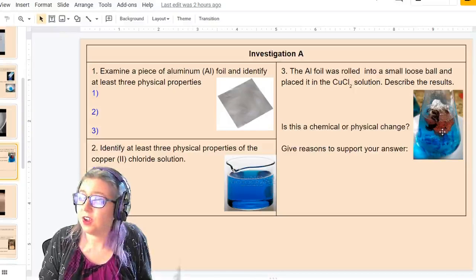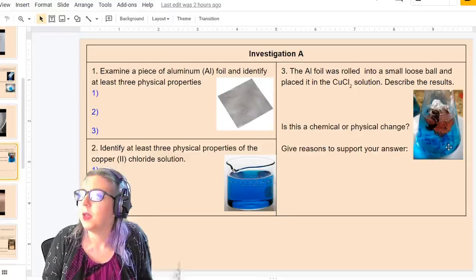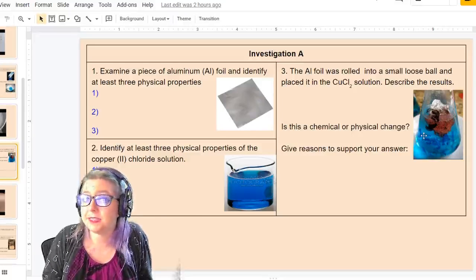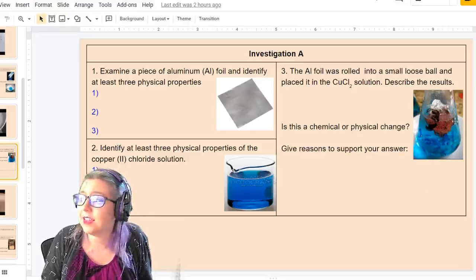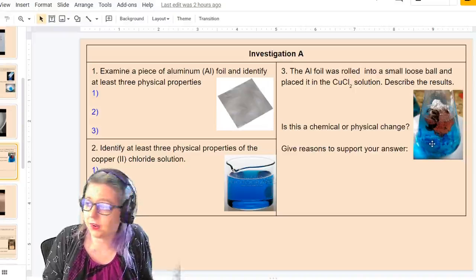If you watch this long enough, you actually start to watch the solution turn a bit of a grayish color, which is really neat. It's hard to see the gray. But this is a chemical change. That red stuff that precipitated out of solution is a new chemical compound. What's actually happening is the aluminum and the copper are swapping places. So I'm getting solid copper metal, and my aluminum is becoming aluminum chloride.